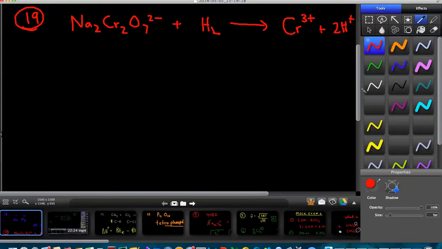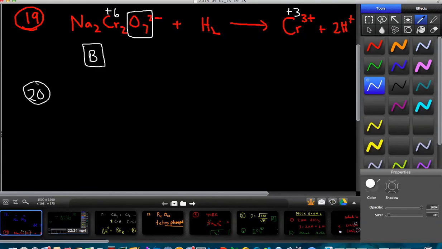Chromium has an oxidation state of +6 in reactants and +3 in products. And so this is being reduced, so it's the oxidizing agent. You could also rationalize this by the fact that dichromate has a plethora of oxygen atoms. In either case, the best answer is going to be B. Sodium dichromate is the oxidizing agent, whereas hydrogen is the reducing agent.